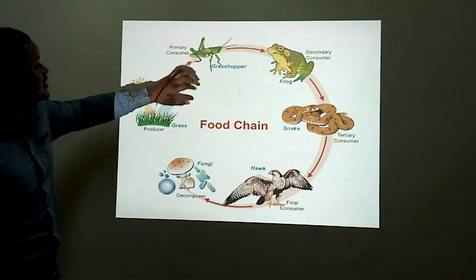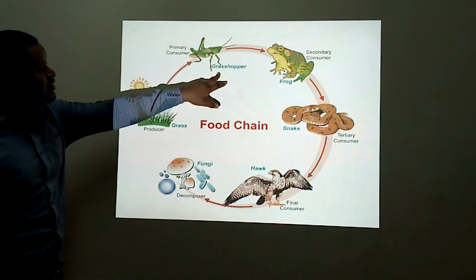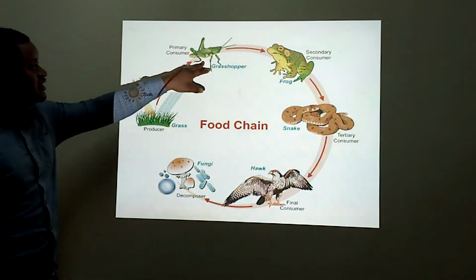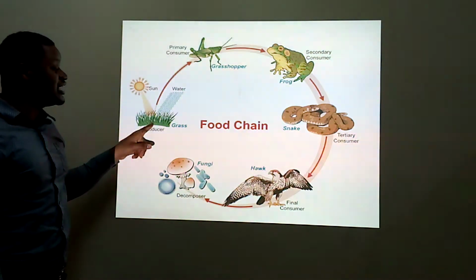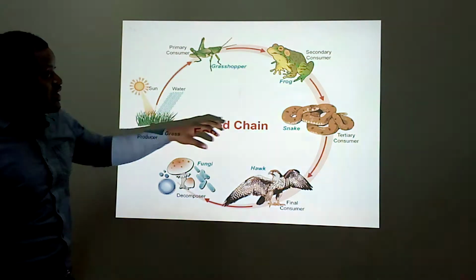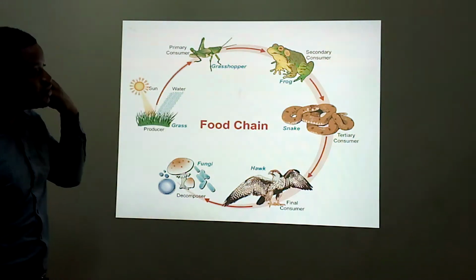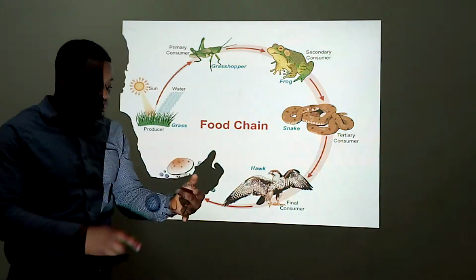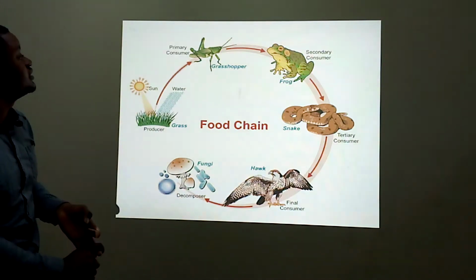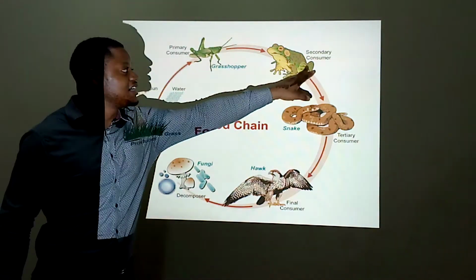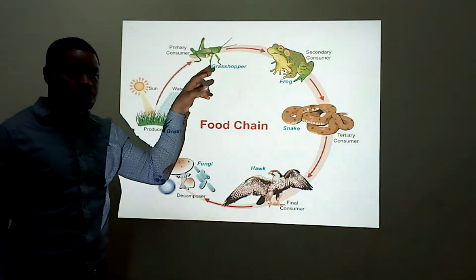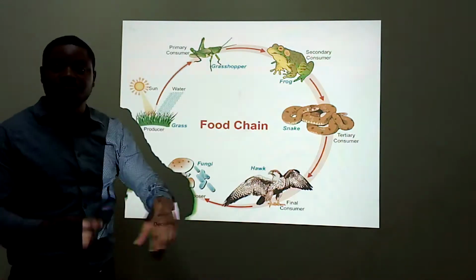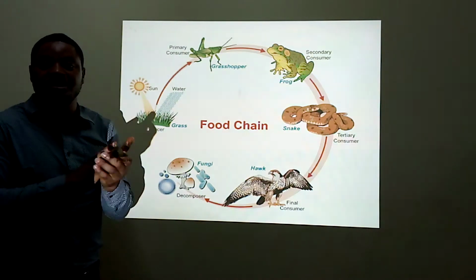Now we go to insect, like grasshopper. It gets its own food from the plant. Now we have frog, which is a secondary consumer, because I made mention of primary, secondary, and tertiary. This is primary and this is secondary. The frog feeds from grasshopper. Why is it secondary? Because it is a simple predator.